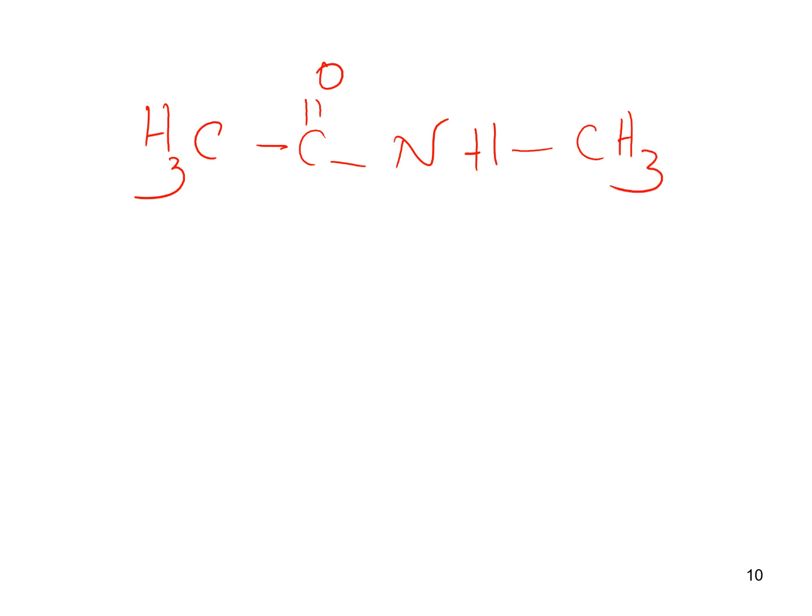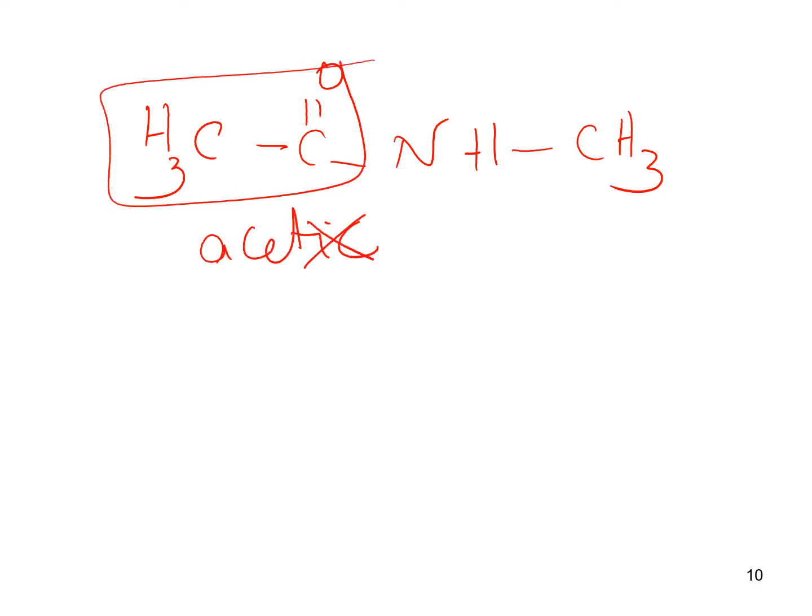If we look at amides, say for example you're dealing with acetamide and you added a methyl group attached to the nitrogen of the amide. As we mentioned before, this is the acid, so this is acetic acid. I will remove the IC and add the word amide, so this is acetamide.